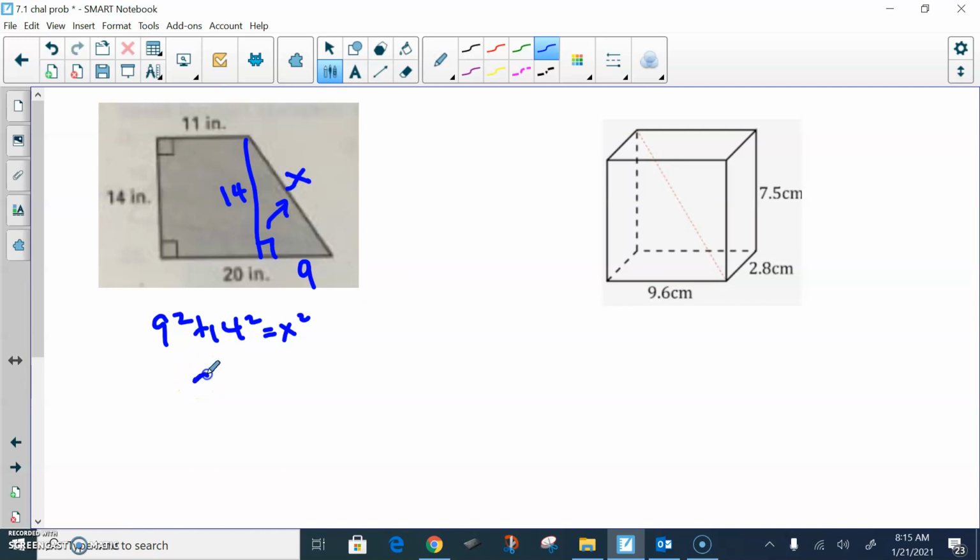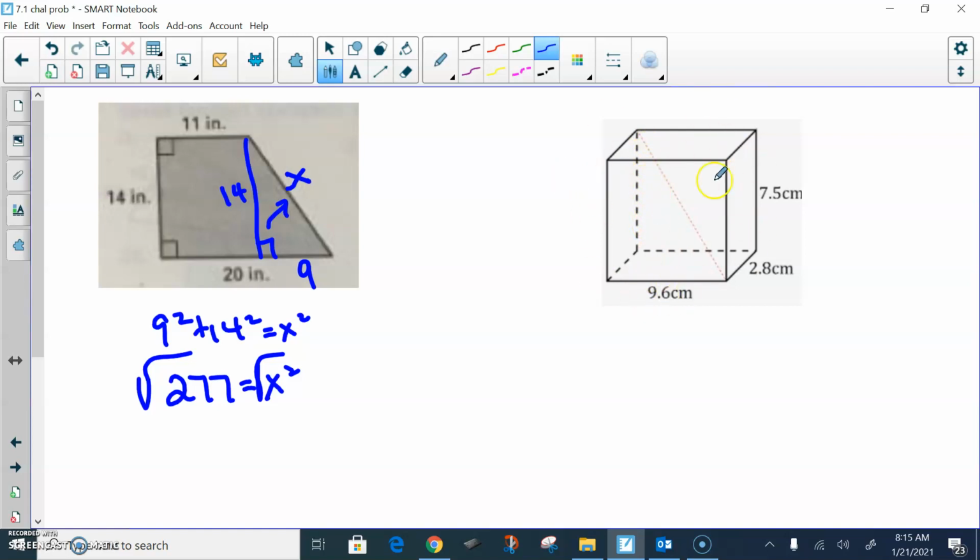277 equals x squared, and we're going to square root both sides. All right, I'm going to move on just to save a little bit of time.